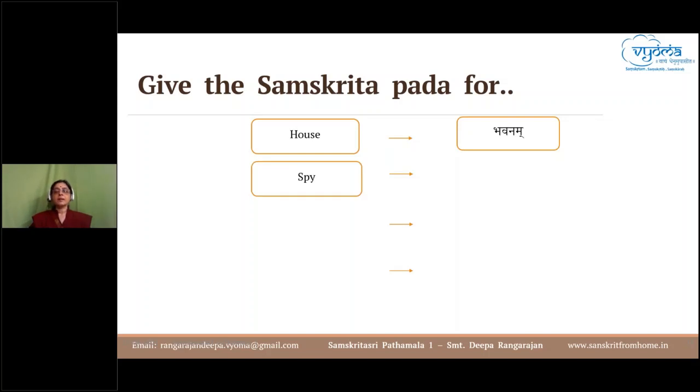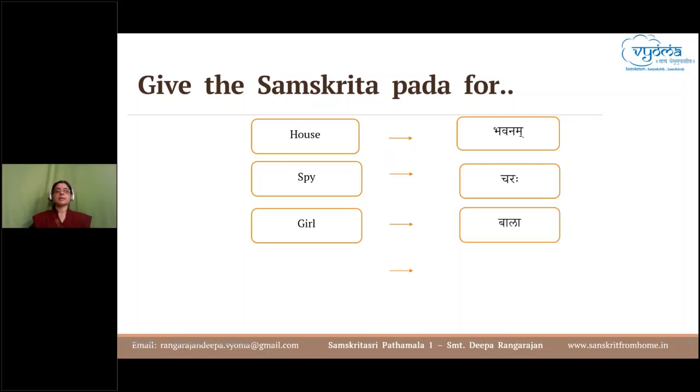Fine. Charaha. It is a Pullinga word. Charaha. Aha is the ending. Yes. Girl, bala. It's a Strilinga. Excellent. Peacock, mayuraha, a Pullinga word ending with a visarga aha. Excellent. Dhanyawadaha.